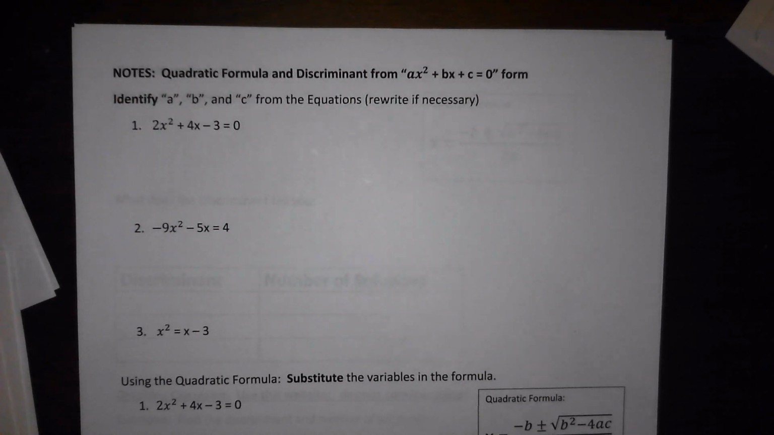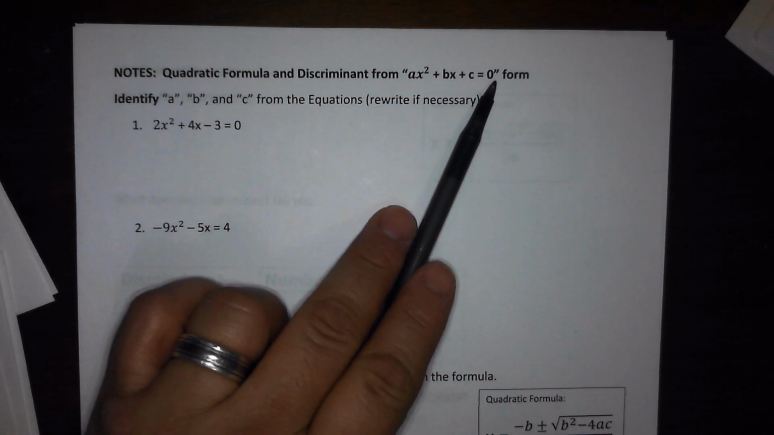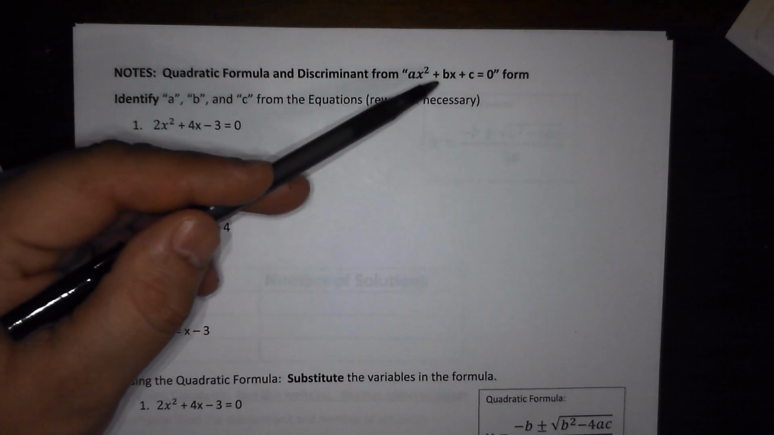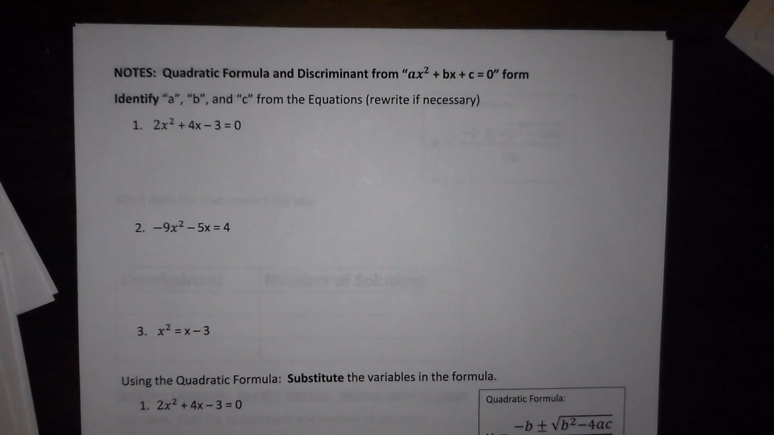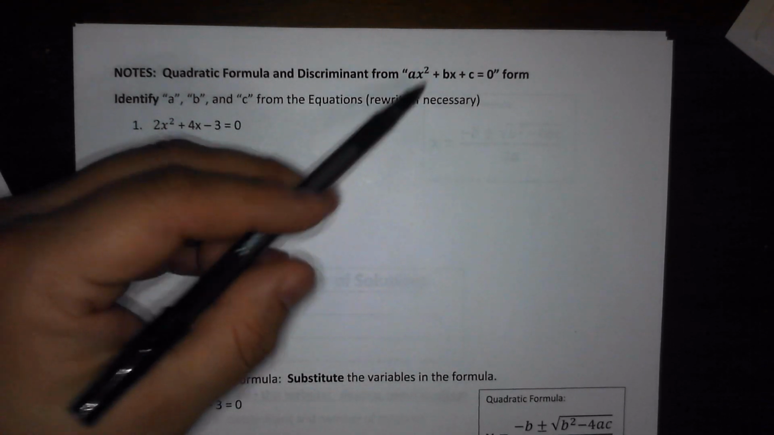Okay, so first thing we gotta know is it's going to be in ax squared plus bx plus c equals 0 form. So that's standard form. Okay, so we're going to practice just identifying our parts because I got to have an a, b, and c. Okay, first thing I look at is my equation. So let's look at number 1. And it says right here, rewrite if necessary. So it has to be in that form.